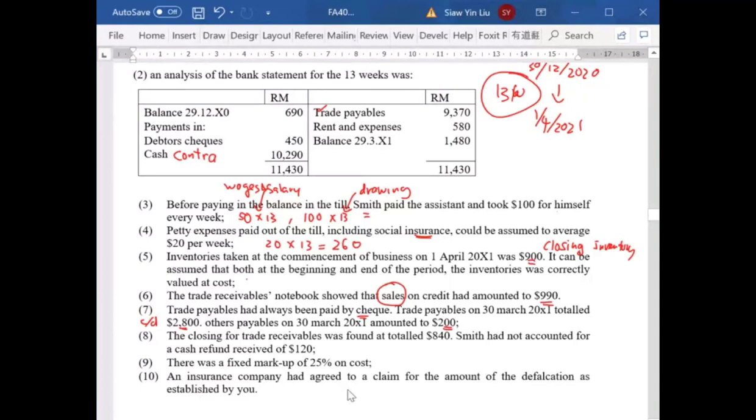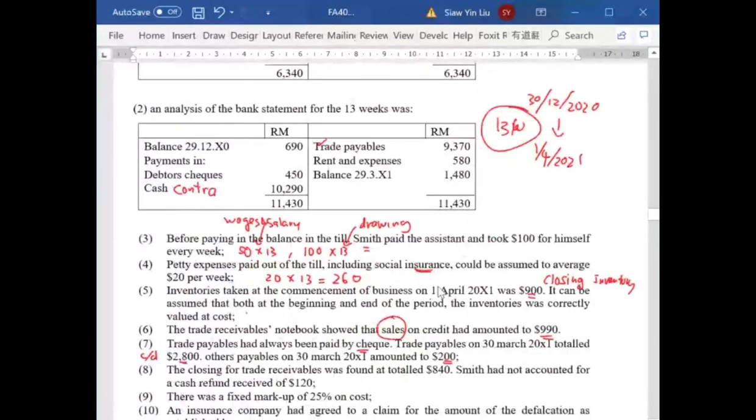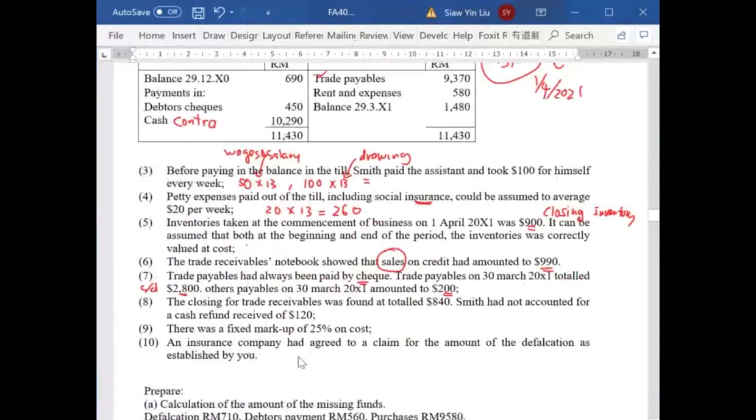Insurance company have agreed to claim for the amount of defalcation as established by you. So this money loss is no longer your expense. Later on, you have to figure out how much your loss is first. Then the money that you lost will not be your expense because the insurance company has agreed to pay the amount established by you. They agree to pay you the money. So you won't have this amount of expenses for the defalcations.